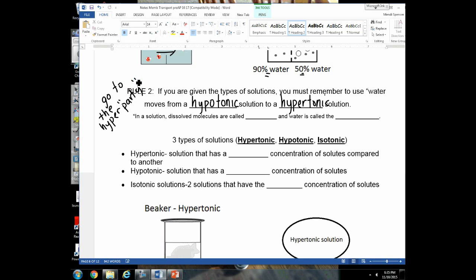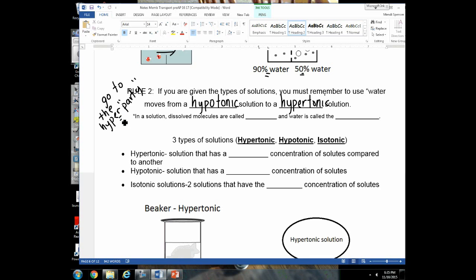Now, there's really no such term or no such thing as a hyper party when we talk about biology and in science. So don't write that water goes to the hyper party. You need to remember water goes to the hypertonic solution. We're just going to use this hyper party to help you remember this rule.